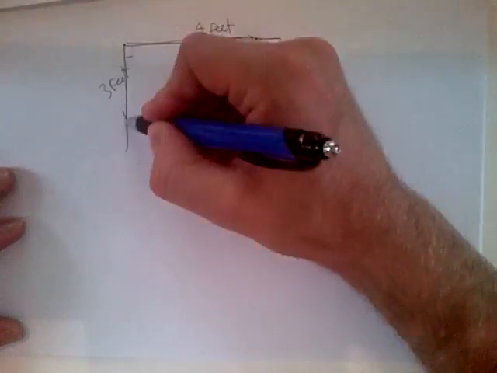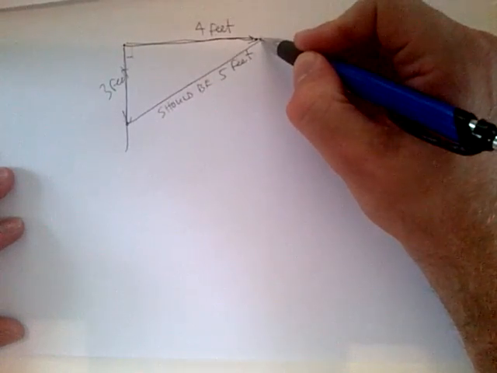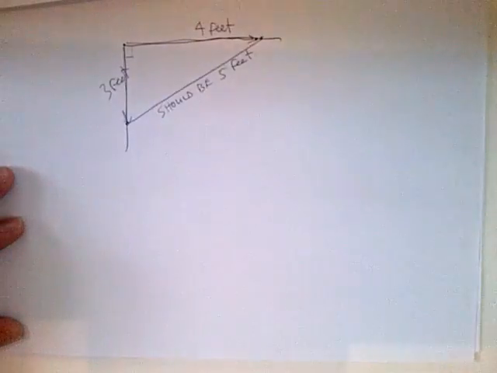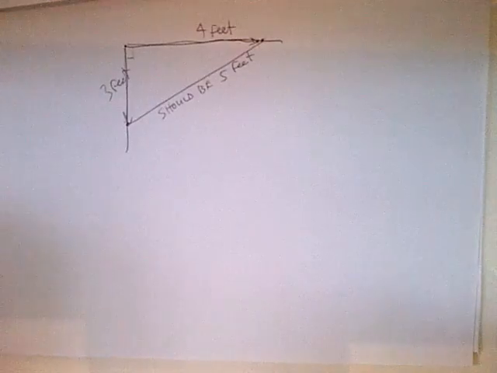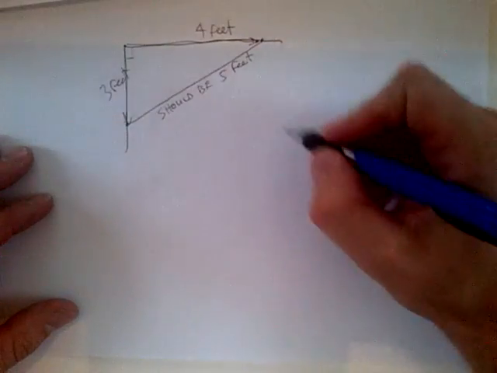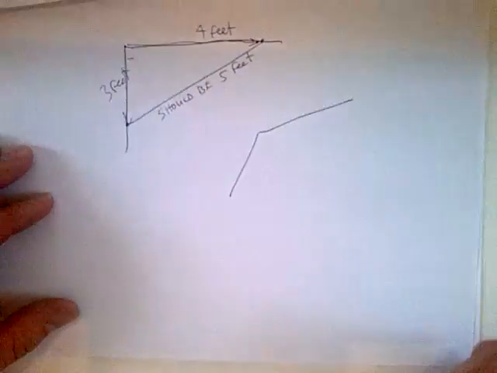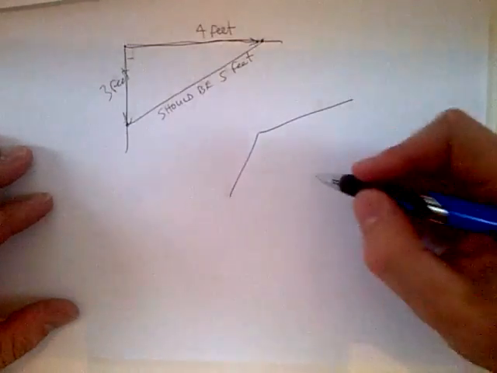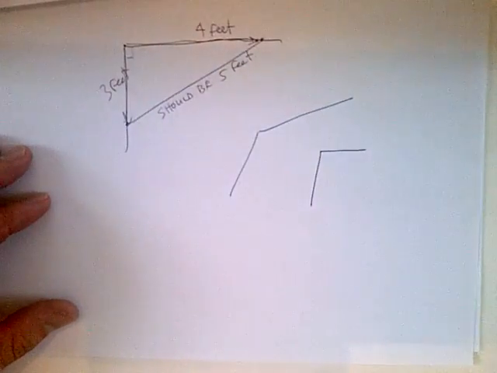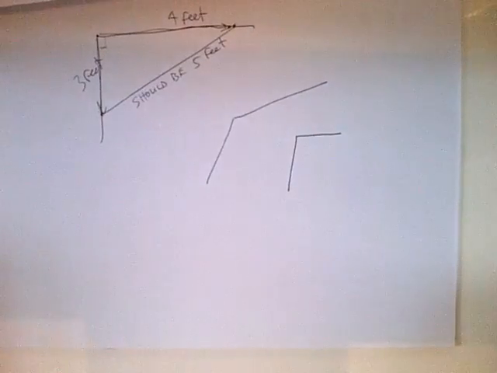So you can actually, for your homework today, go to your room, find a corner, measure out 3 feet, measure out 4 feet, and then measure those 2 points. If it's not exactly 5, you'll know if your room is actually square. Because if it's more than 5, your angle is like that, and if it's less than 5, it's kind of like that. So that's the Pythagorean theorem.